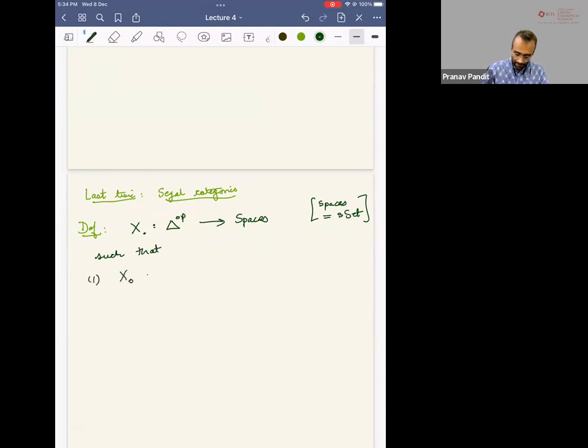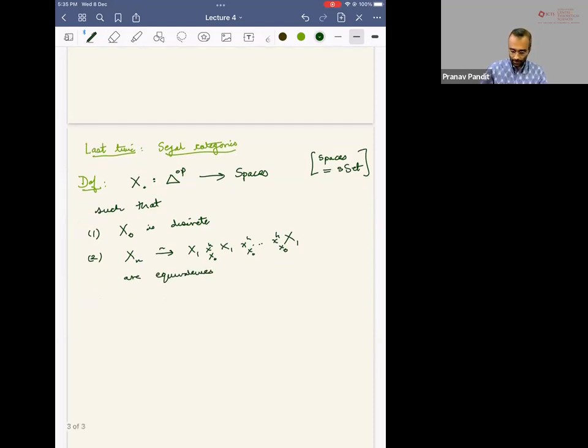X0 is a set, is discrete. Okay, so it has no higher homotopy groups. And Xn, by the natural map, maps to X1 ×h X1 ×h ... ×h X1, and these are homotopy fiber products, taken over X0. These are equivalences. And we saw, okay, so this is the definition of a Segal category.